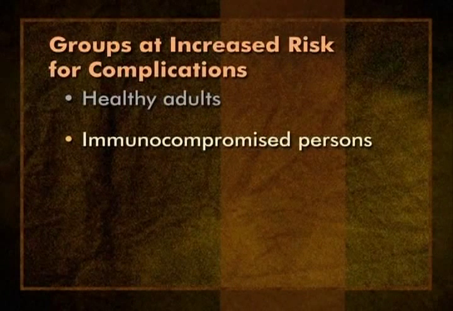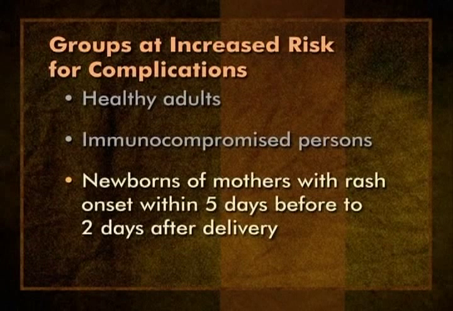Immunocompromised persons are at high risk of severe varicella disease. These persons may have prolonged illness and an increased risk of complications. One of the highest risk groups is newborns of mothers with rash onset within 5 days before to 2 days after delivery. The fetus receives an intravenous exposure to varicella virus through the umbilical cord and is then born without the benefit of its mother's antibody. These children often develop severe varicella and are one of the most important groups for post-exposure prophylaxis with a varicella antibody-containing product.